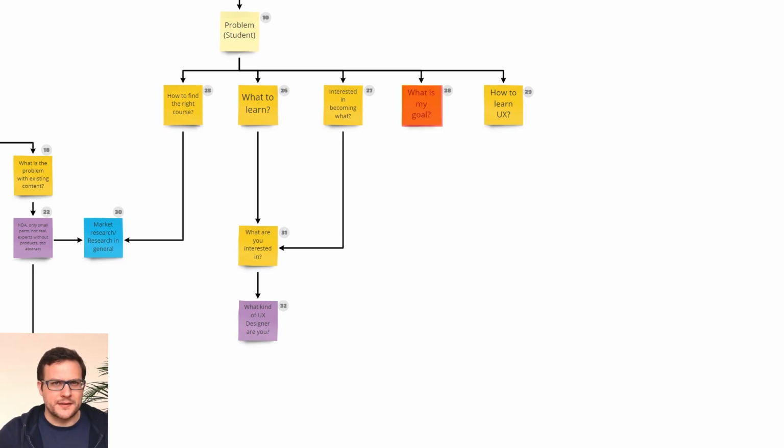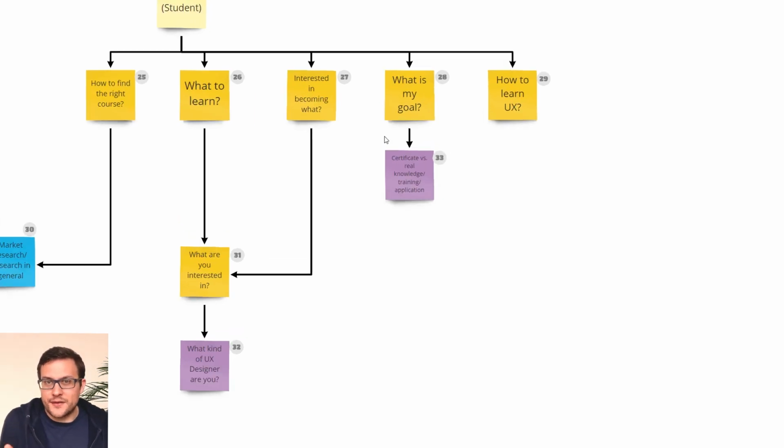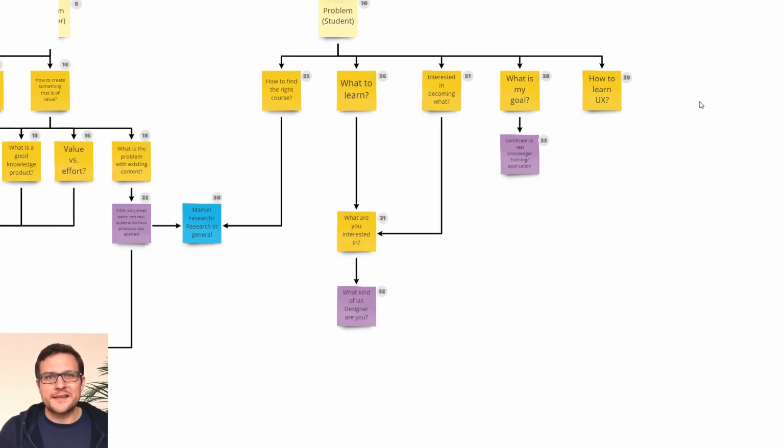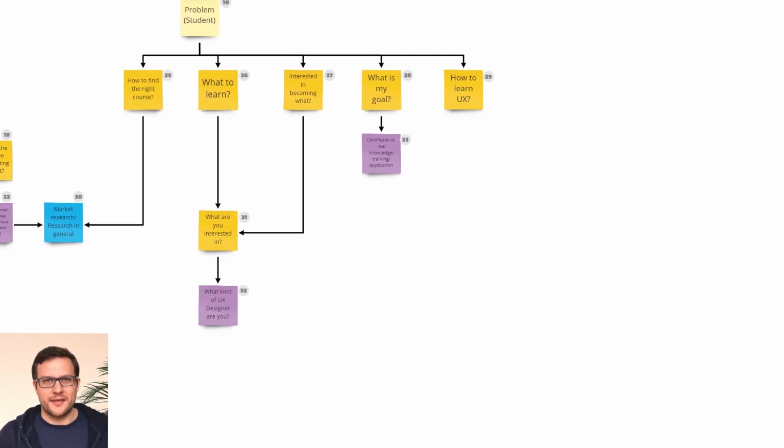Regarding the goal question, I'm aiming at people that actually want to learn and are not here for some sort of certificate. In the end, in UX, your work is your certificate. So it is better to spend time on creating something than on just learning for a piece of paper without any real application. How to learn UX? This one we need to figure out together.